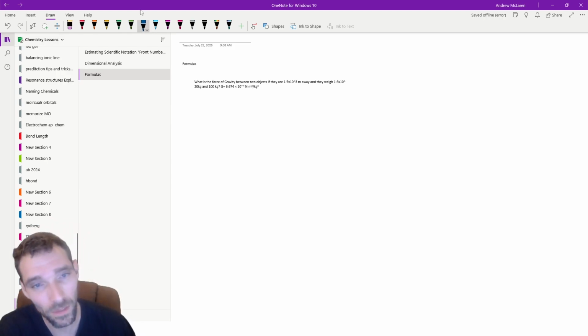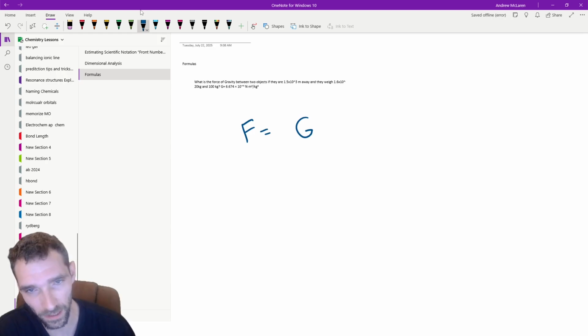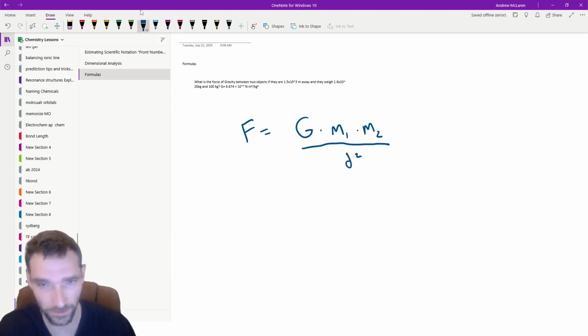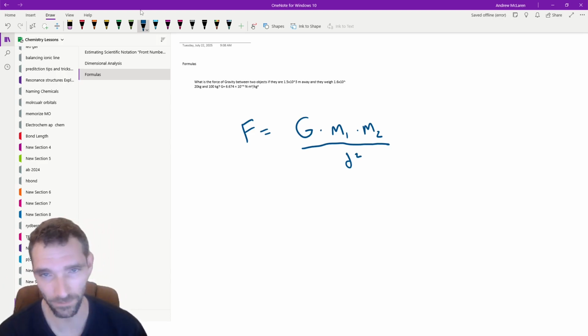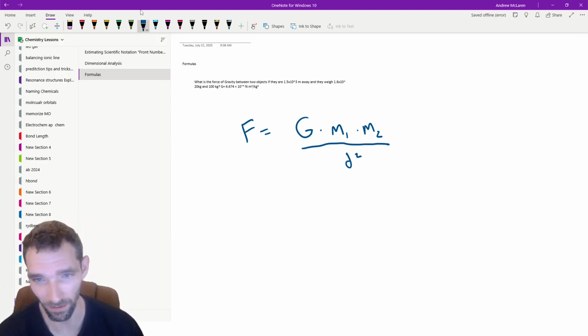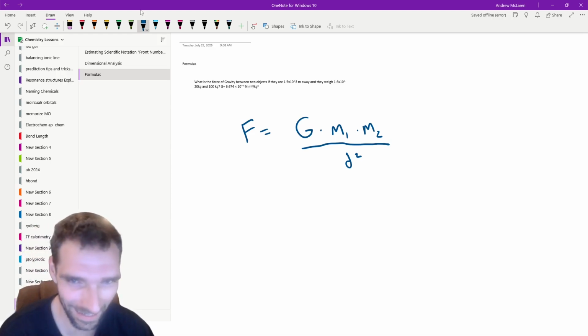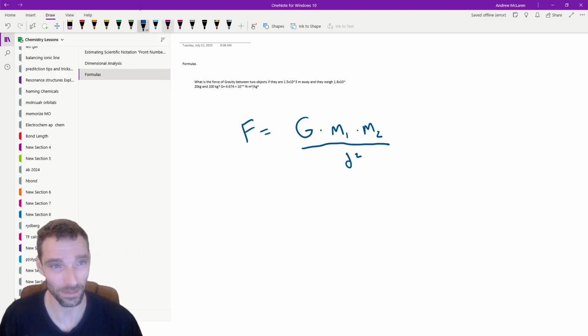Probably would be fine. So if you have a force of gravity, you've got this constant, and then you've got the mass of one of the objects, and the mass of the other object, all over this distance squared, the distance between them. So this formula, you're oftentimes combining things, almost all of these in scientific notation, and it can get really tricky for a lot of people.